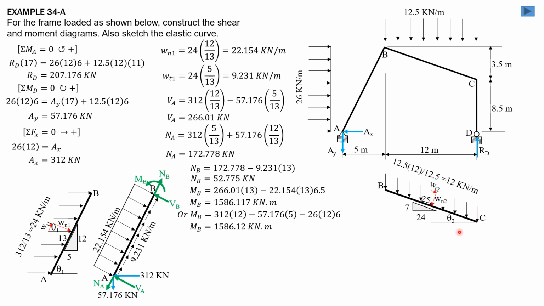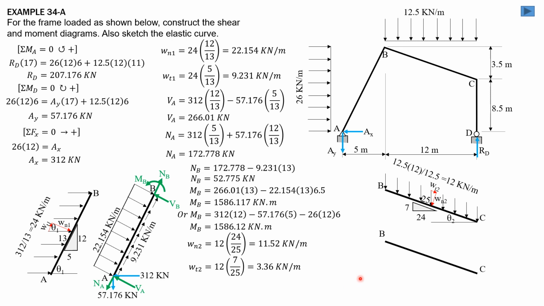In this figure here, this is theta 2. The slope is 7 vertical, 24 horizontal, 25 hypotenuse. So WN2 is 12 times 24 over 25, 11.52 kilonewton per meter, while W tangential 2 is 12 times 7 over 25. So it is equal to 3.36 kilonewton per meter. So we now distribute the normal and the tangential load. So 11.52 kilonewton per meter, and this tangential load is 3.36 kilonewton per meter.